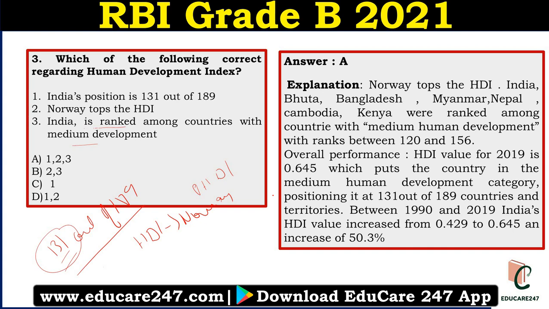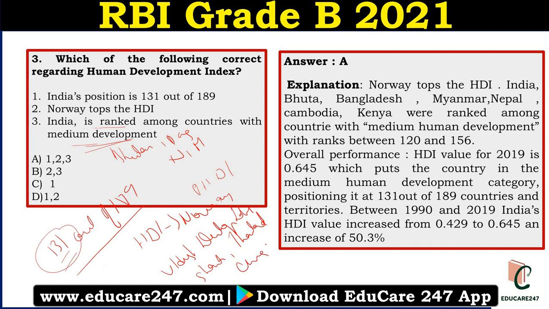Then the third option is India is ranked among countries with medium development. Even this you need to know, that India, Bangladesh, Myanmar, Nepal, Kenya and Pakistan were ranked among the countries with medium human development index, which ranks between 120 and 156. So it is not a very high human development index. India ranks in the medium development. So which are the other countries with India? You just need to know 2 or 3, that is Bhutan, Bangladesh, Nepal, Myanmar. Now, for very high development index, let us see the options there also. Very high development index is Sri Lanka, Thailand, China. These are in the very high development index.